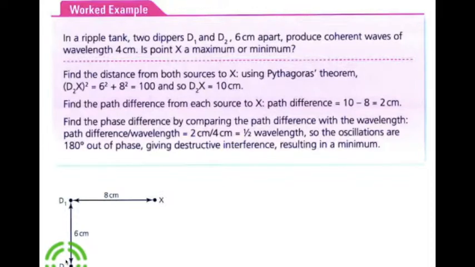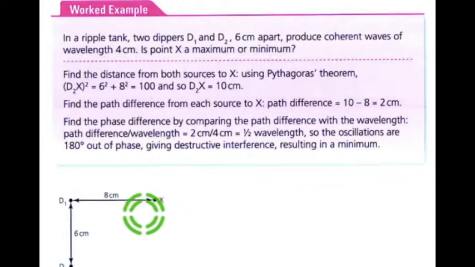Now what does that mean? Coherent waves, as we just talked about, means the waves have the same phase difference, so the waves are the same frequency. They're producing essentially the same waves. That means at point X there's going to be some kind of interference, and we want to know what kind. So we want to know what kind of phase difference the path difference has caused.